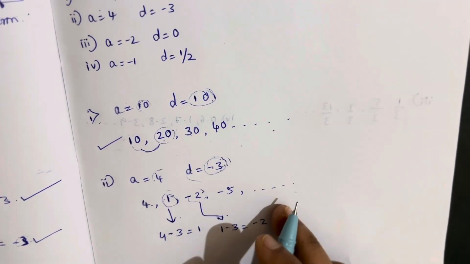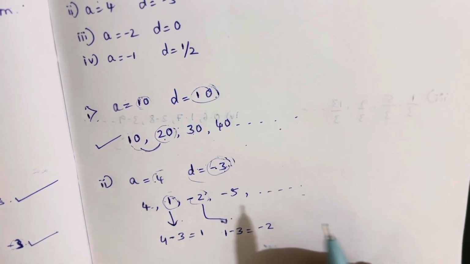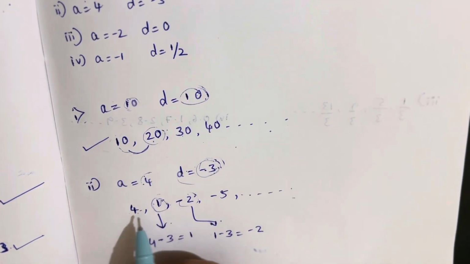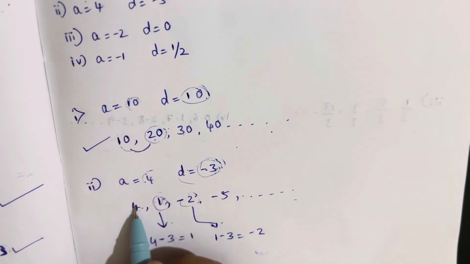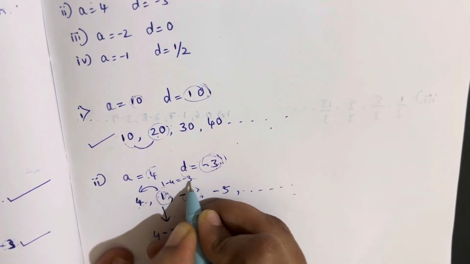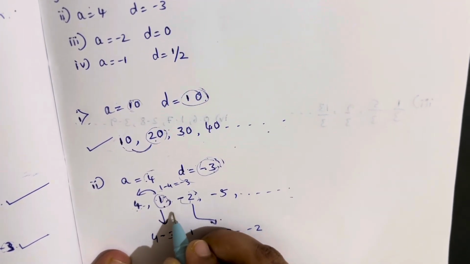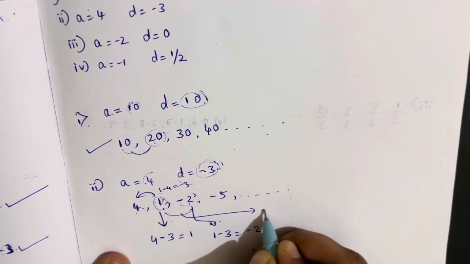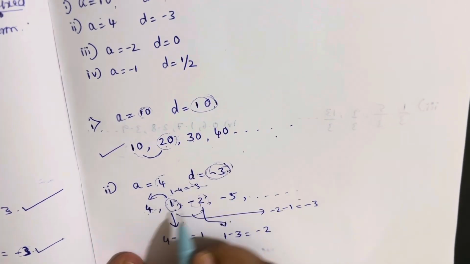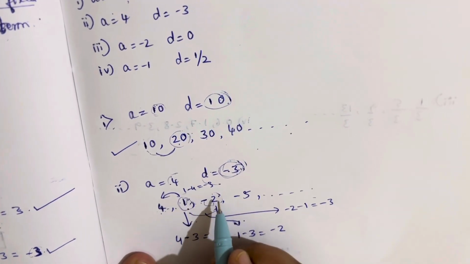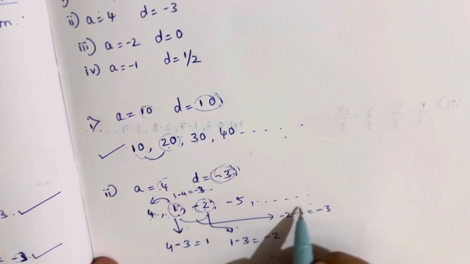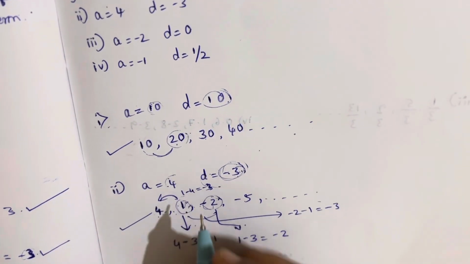To verify if it is correct or not, you can just subtract these numbers and check the difference between each number here. Like 1 minus 4 is minus 3, and minus 2 minus 1, what will be the value of minus 2 minus 1? It will be minus 3. So there is a common difference. This difference value we are getting when we subtract each term from the preceding term. Minus 3 we are getting. So it is an arithmetic progression. Then it will be correct.